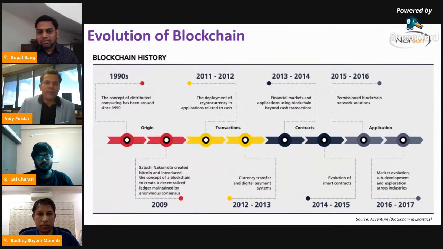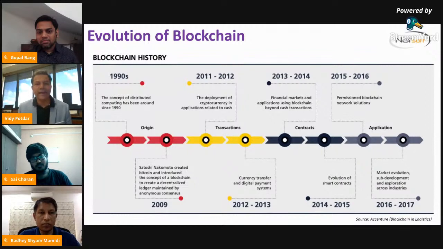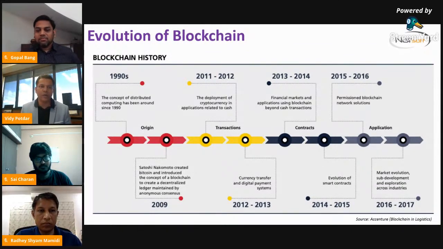Okay, let's talk a little bit about the evolution of blockchain. Where did it all start? When did it all start? And why has it suddenly become so popular? So the core technology that's used in blockchain is not new.